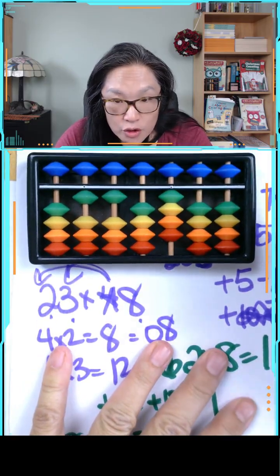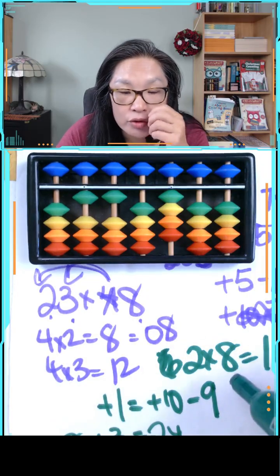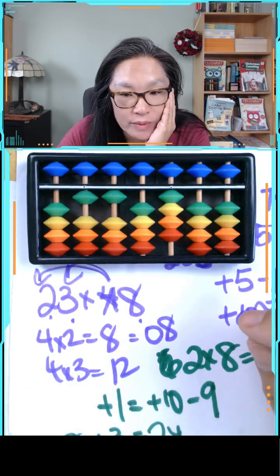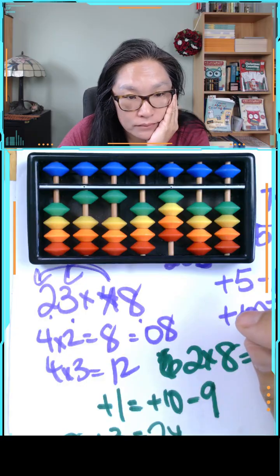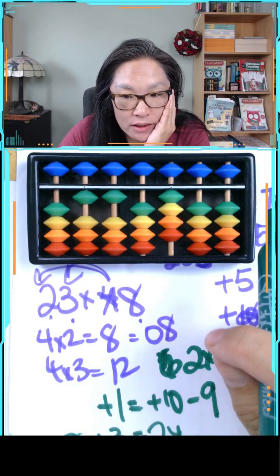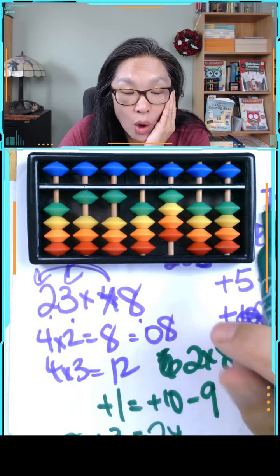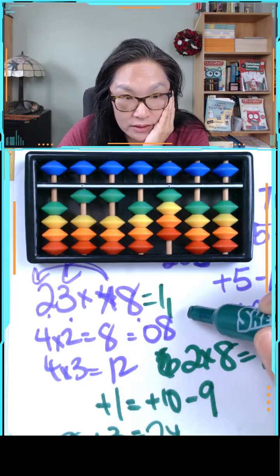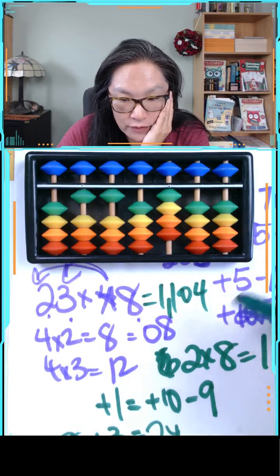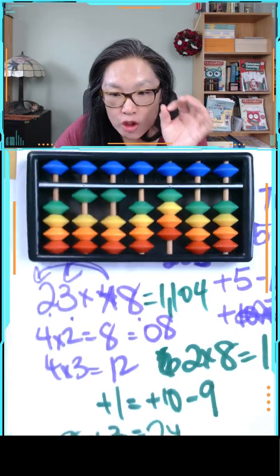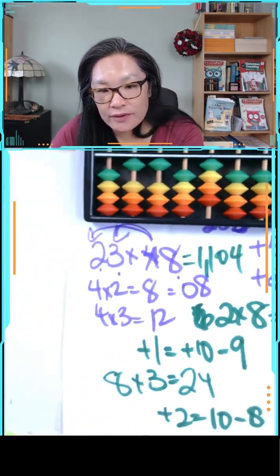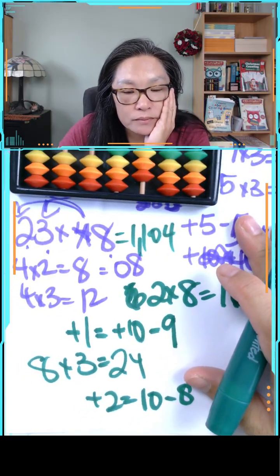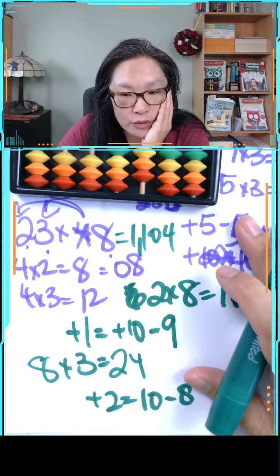Does that make sense? You still need to do your formulas. If you know your formulas backwards and forwards, then multiplication will be easy. Everybody starts with understanding there. What's my answer? My answer is 1,104. But make sure you know your plus 5s and your minus 5s. If you know your plus 5s and minus 5s, doing multiplication will be super easy.